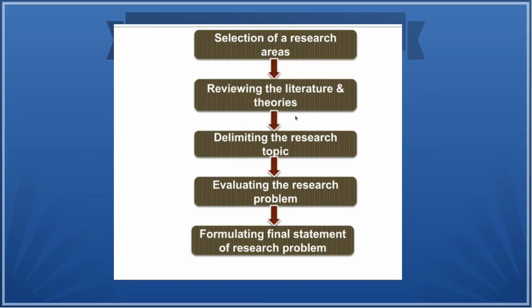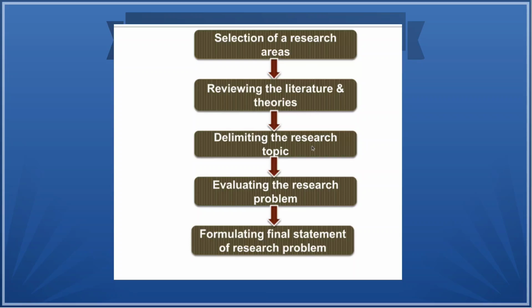So, selection of the research area: in which area or problem you want to select the research problem. Next step, reviewing the literature and theories. As you know, in the steps of the research process, reviewing the literature and theories is a very important step to gain knowledge or collect the proofs or some material.